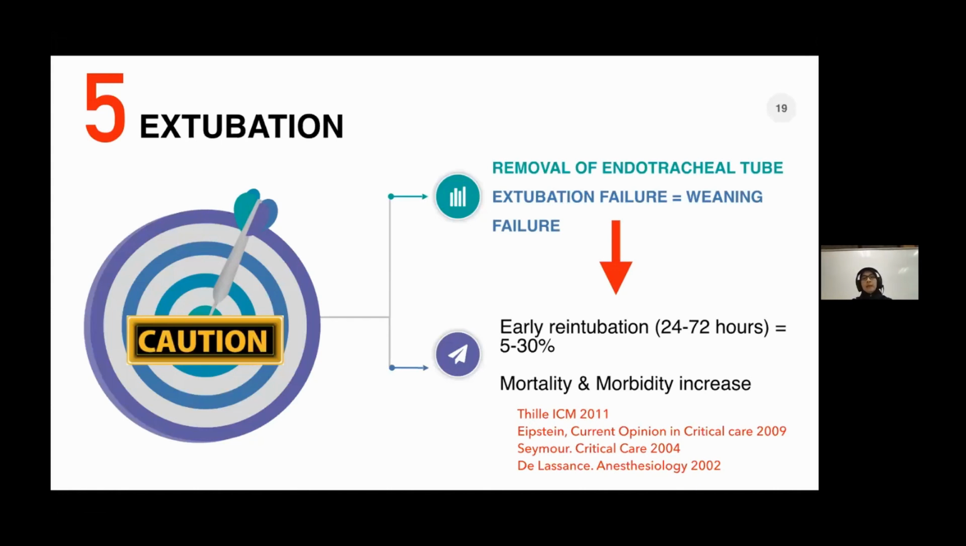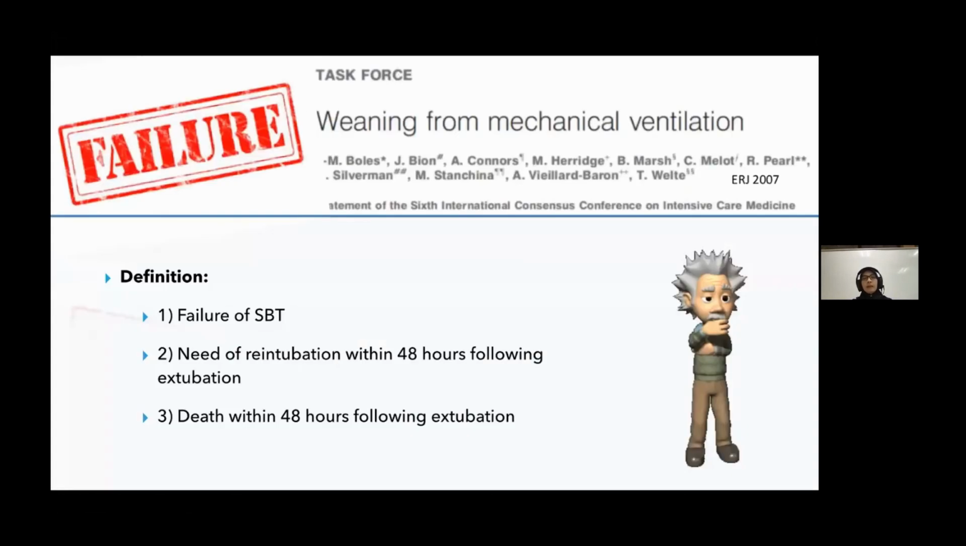So what is defined as a failure of weaning from mechanical ventilation? It's failure of the spontaneous breathing trial, as I mentioned prior, or need for re-intubation within 48 hours following extubation. Even though in ED the patient was okay, if they go to ICU and within that 48 hours the patient needs to be re-intubated, that is also considered as failed weaning.